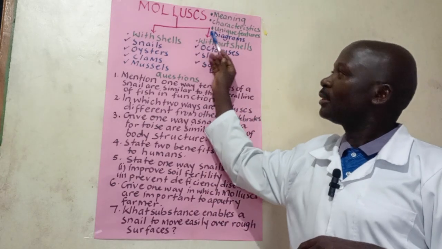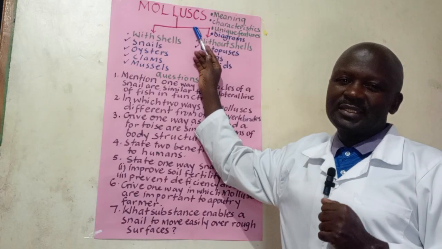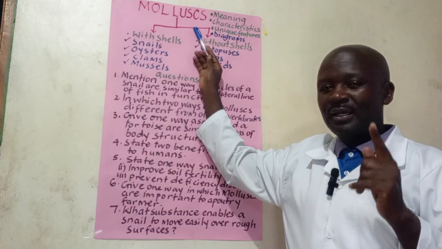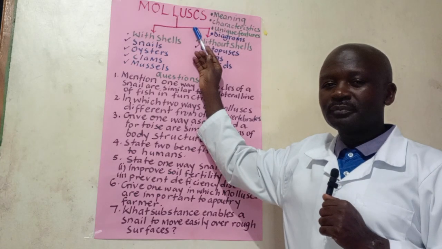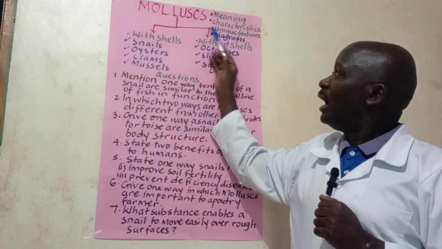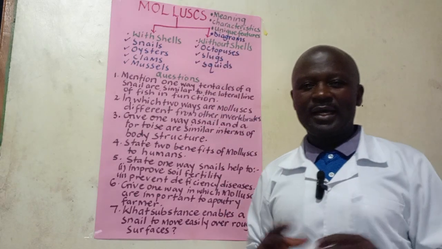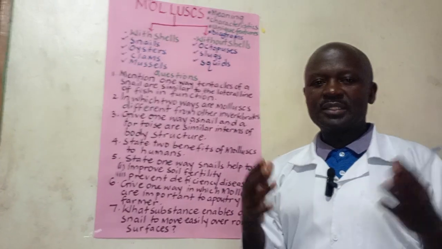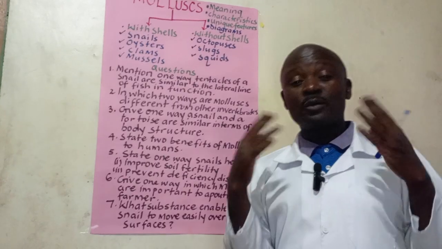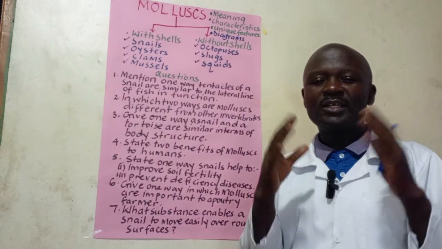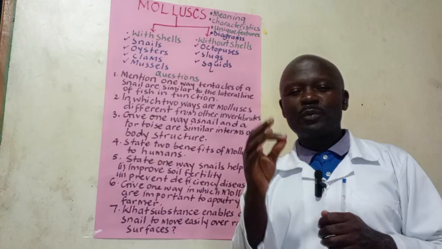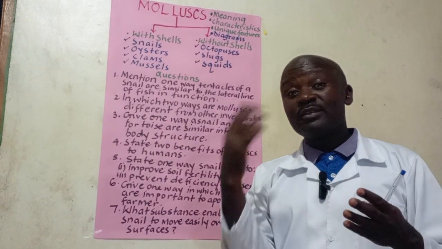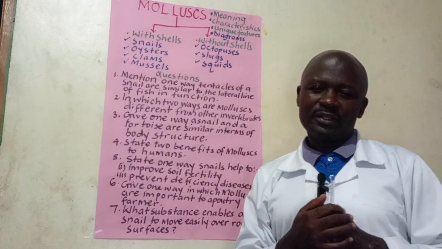As you can see, we are looking at mollusks. Mollusks are groups of invertebrates and they are taught in P6 under classification of animals. And under mollusks, as a teacher of science, you are supposed to help learners to know the meaning of mollusks, the characteristics of mollusks, and also the features mollusks have that make them different from other invertebrates.